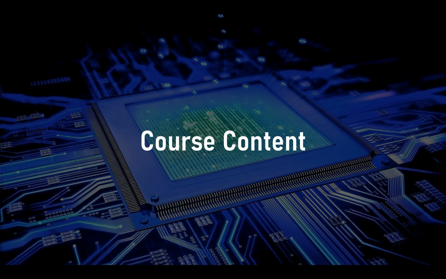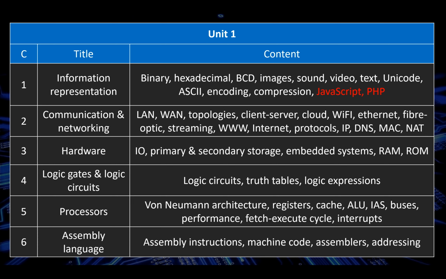Now, if we look at the course content, there's a huge amount, so I'm probably not going to go over everything, just read through it quickly. Unit 1, or effectively exam 1, I've broken down into chapters. So chapter 1, information representation. We're going to cover different number systems, so binary, hexadecimal. Binary is base 2, hexadecimal is base 16.